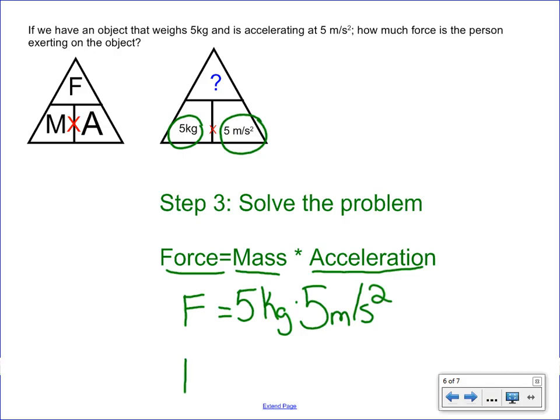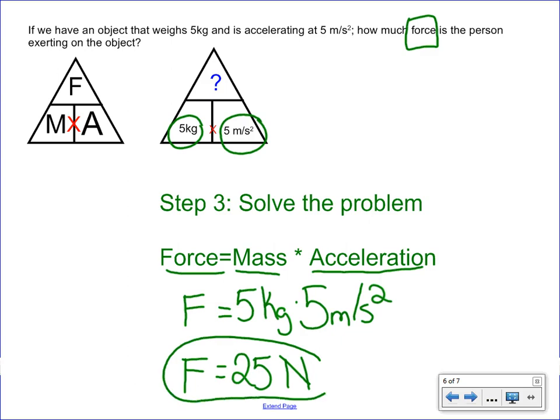Now we need to multiply 5 times 5, which is 25. We are trying to find force, and we label force as newtons. So that is our final answer. Remember, first we drew the triangle, then we filled in the triangle, and then we started solving our problem. We wrote out our formula, we filled in our formula, and then we solved. That was 5 steps.